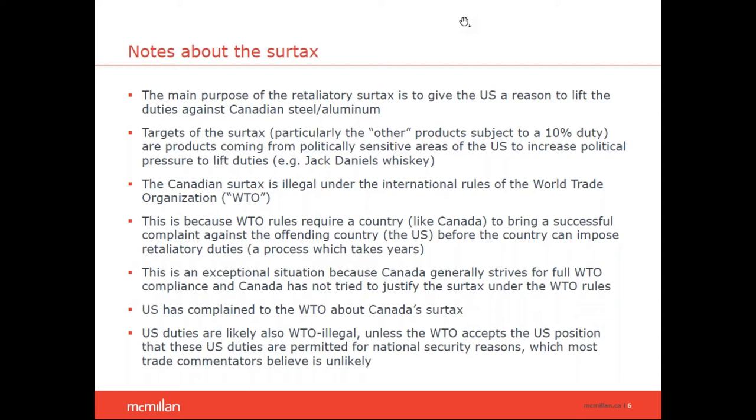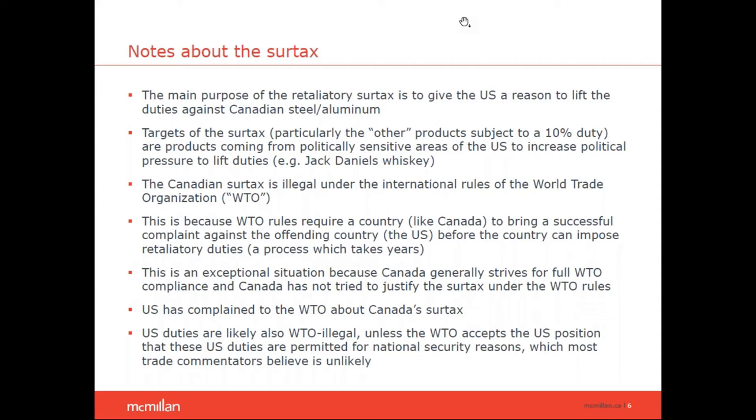But we also picked some other politically sensitive products with the idea that if we hit, I'm using Jack Daniel's whiskey, that I believe comes from Tennessee. Tennessee's a Republican state. If we can hit a key export from a Republican state, then there may be pressure within the Republican Party to say, let's lift those duties on Canadian steel and aluminum because it's hurting Tennessee, it's hurting my constituents. And so as a senator, that is not good for my political viability.